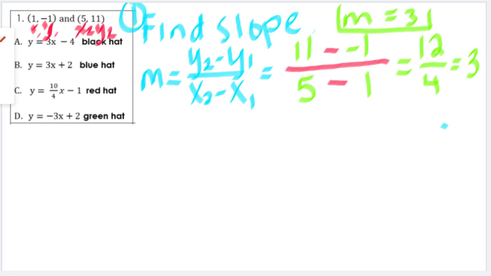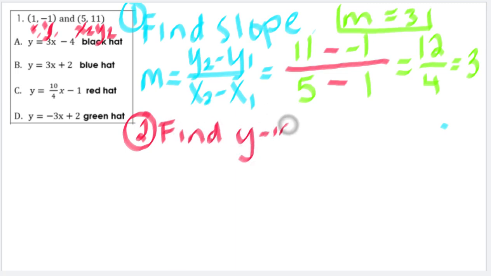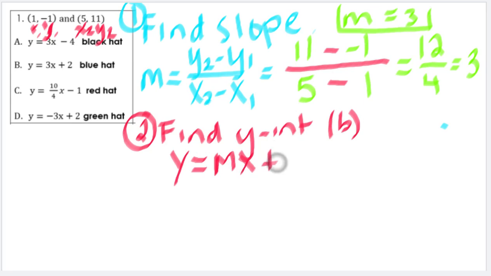All right, now the next step is to find the y-intercept. And this is our b. So we use this equation, y equals mx plus b. And we use either one of the points from up here. So we're going to use 1, -1 as our x and our y. And then we're going to use our slope that we just found for our m. And then we're going to solve for b.